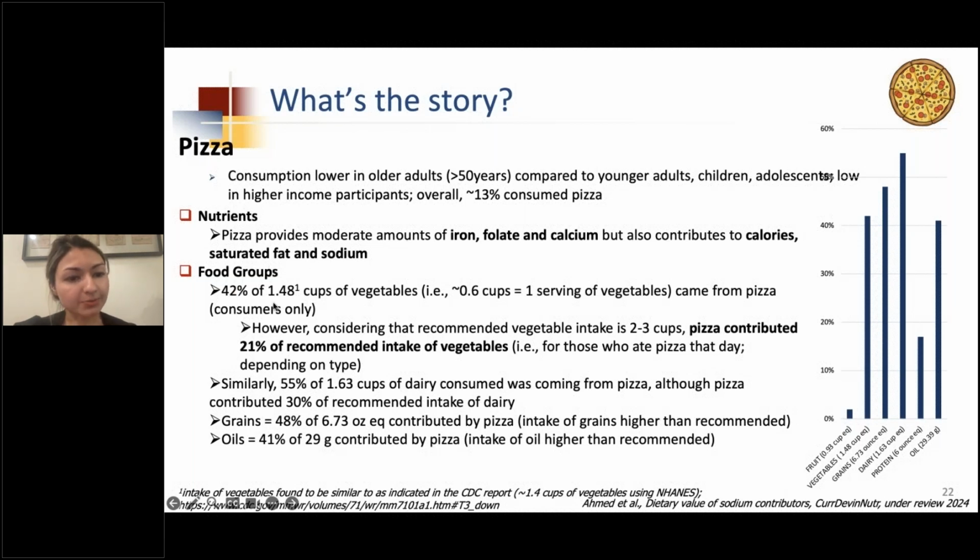Again, the data I'm showing right over here is in relation to the number of servings that were consumed of different food groups. So 55% of the 1.63 cups of dairy that was consumed was coming from pizza, as well as 48% of the 6-ounce equivalent of grains. And for oils, pizza was contributing about 41% of the 29 grams of oils that were consumed by the population.